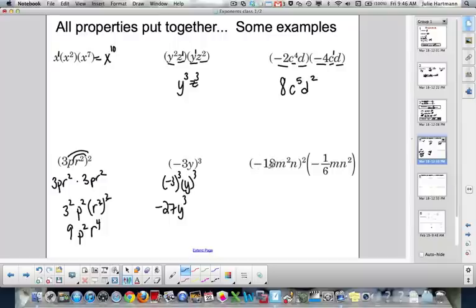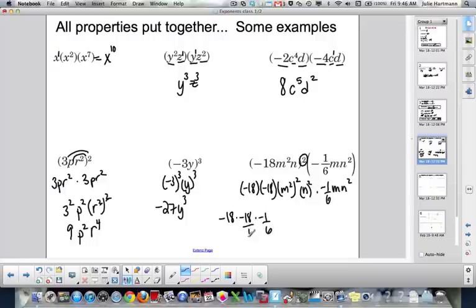This one, we have this product squared. We have to do that first, okay? So negative 18 squared is negative 18 times negative 18. You have m squared squared and n squared, and then just times this negative 1/6 mn squared. So if I pull out my coefficients, I have negative 18 times negative 18 times negative 1/6. 6 goes into 6 once, into 18 3 times. So 18 times 3 is 54. Negative times a negative is a positive, times a negative gives you a negative. Then here, m squared squared is m to the 4th, times m gives you m to the 5th. N squared times n squared, 2 plus 2 is 4. So that's your answer there.